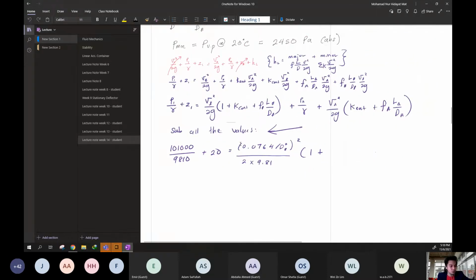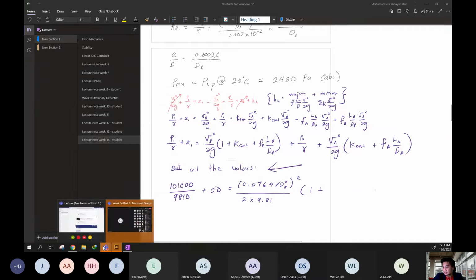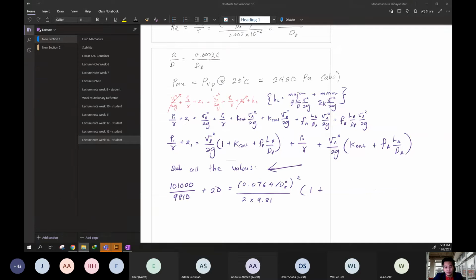So now I would like to continue to substitute the values from here. Do you have any questions so far? Okay, so you try to substitute. This is VB, 1 plus K contraction. Okay, let me check the table. What's the value of K contraction?